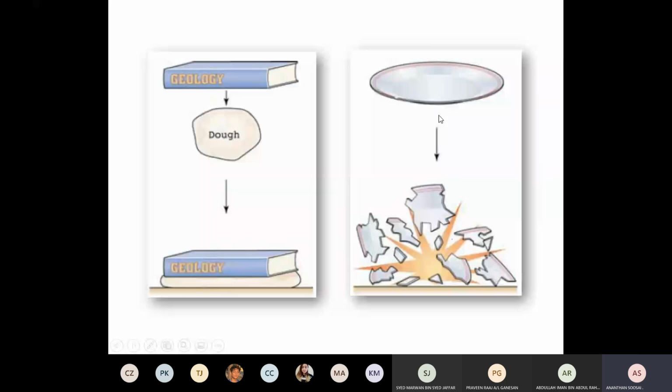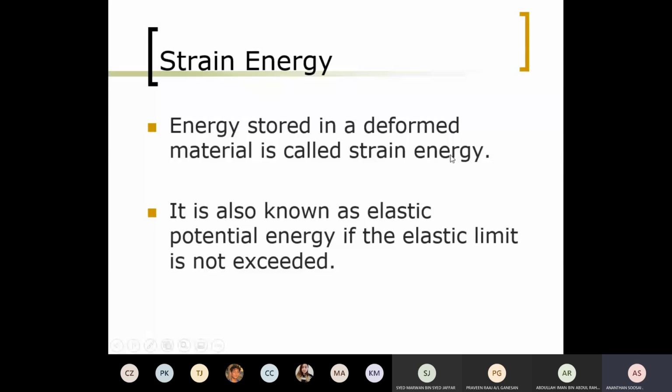So brittle means when dropped, it shatters. That's brittle. If it's ductile, when it drops down, it changes shape. Okay, the shape changes, so it exhibits plastic deformation. On the left we can say it's ductile. On the right should be brittle.